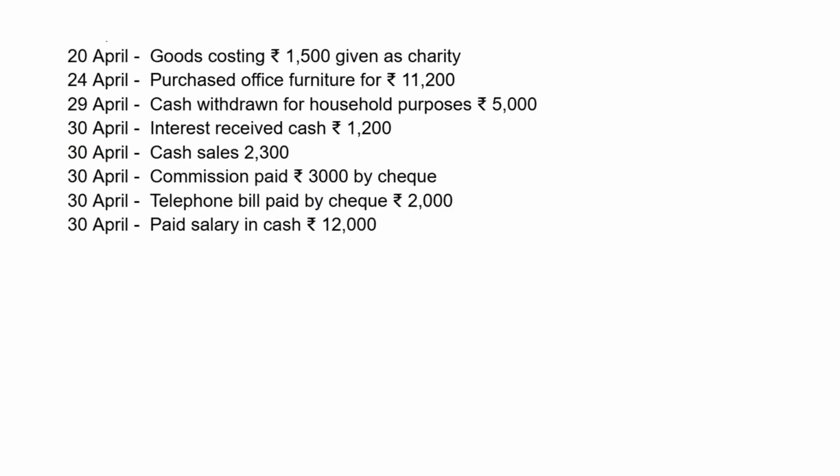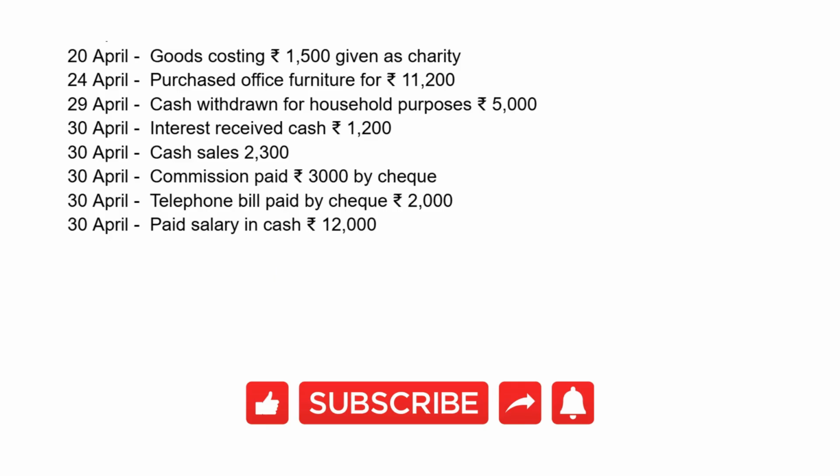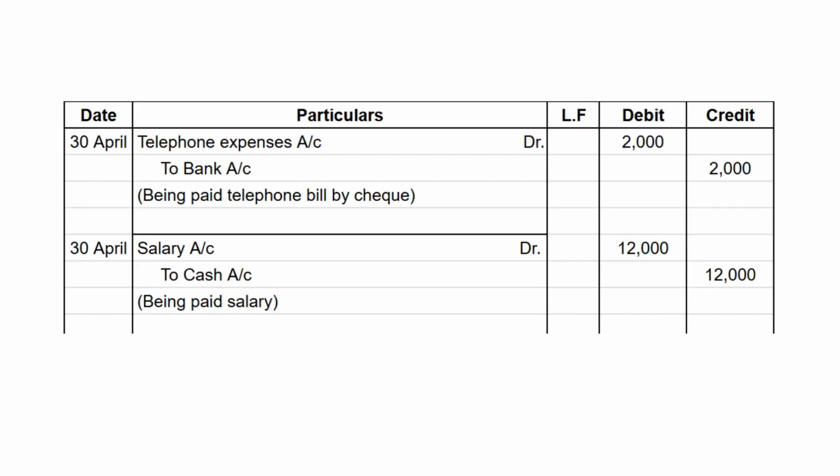30th April, paid salary in cash 12,000 rupees. Here the two accounts affected are salary account and cash account. Salary account is nominal account and paying salary is an expense, so it is debit. And cash account is real account and cash goes out of the business, so it is credited. Let's see how we'll record it. 30th April, salary account debit 12,000 rupees on the debit side to cash account 12,000 rupees on the credit side. And the narration is being paid salary.